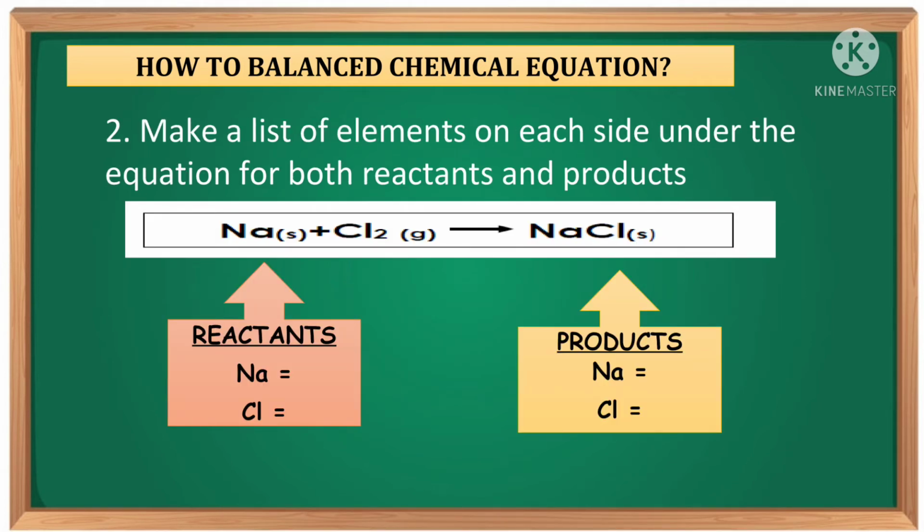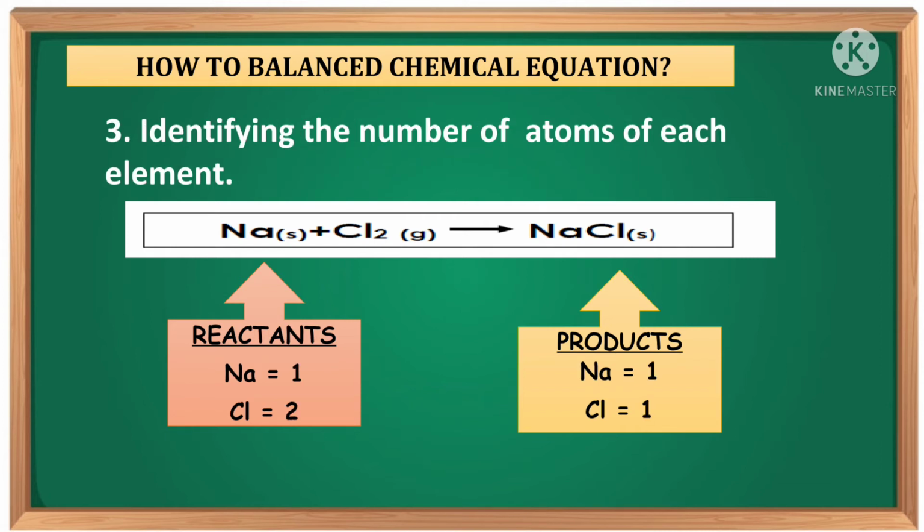The second step is to make a list of elements on each side under the equation for both reactants and products. In this example, we have on both sides the sodium and the chlorine elements. The third step is to identify the number of atoms of each element. On the reactant side, the number of atoms of sodium is 1 and chlorine is 2. On the product side, the number of atoms of sodium is 1 and chlorine is 1. So, they are not equal.